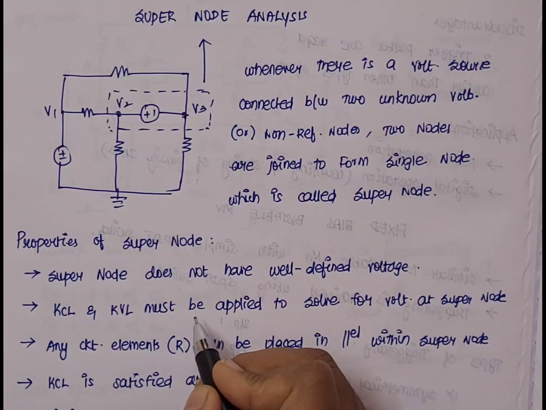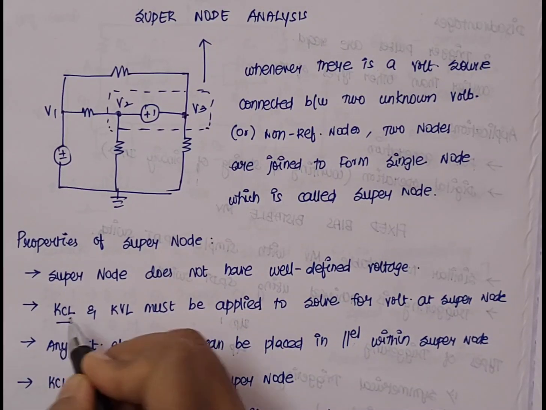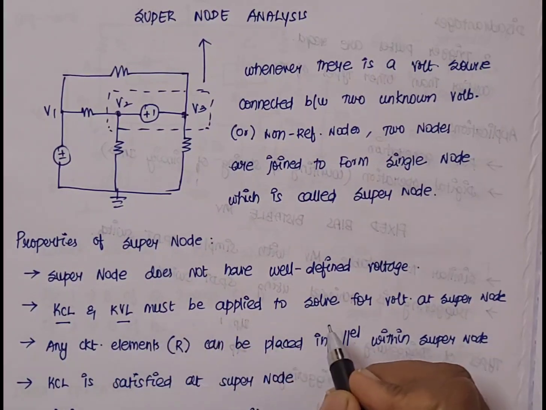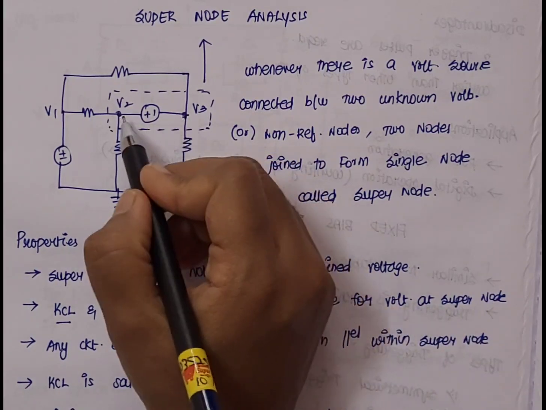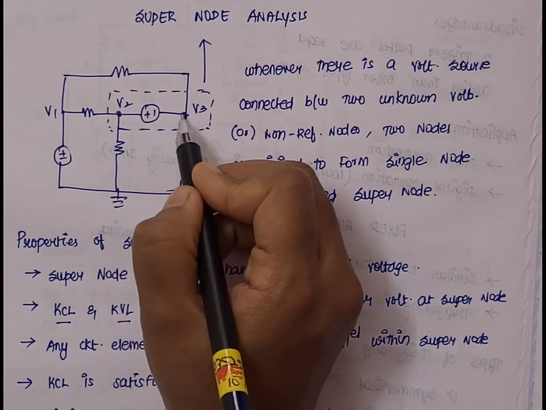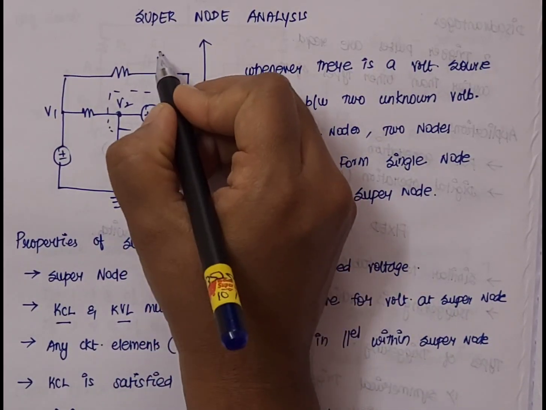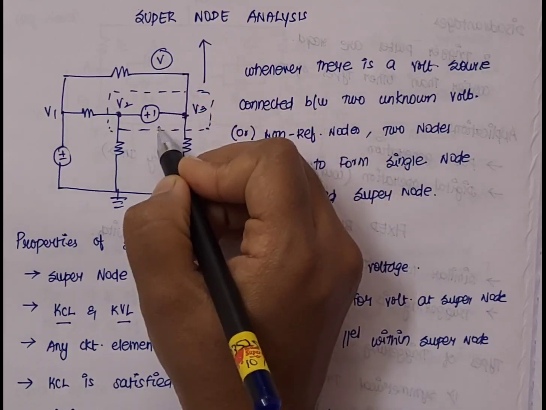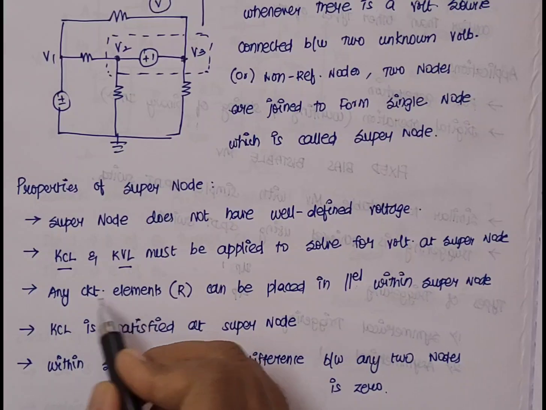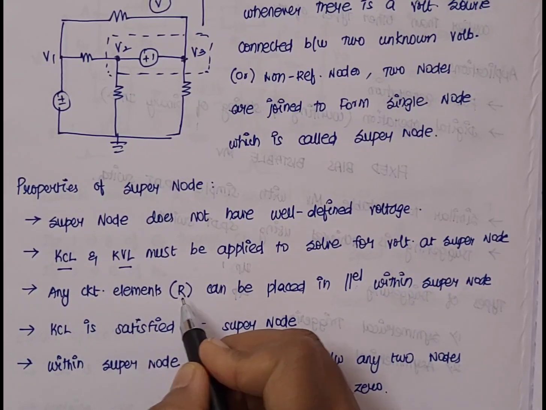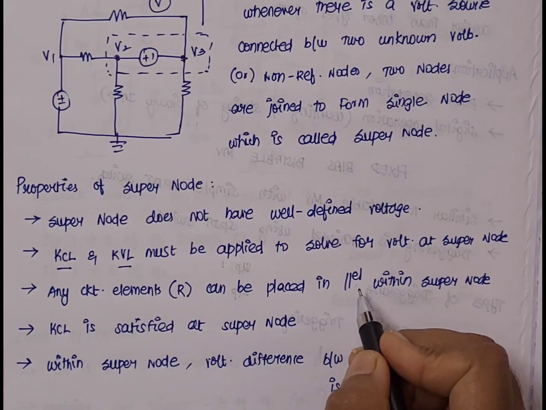Next, to solve problems based on super node analysis, we have to apply both Kirchhoff's current law and Kirchhoff's voltage law so that we can solve for the voltage at the super node. Like we have seen, here we have V2 and V3. When converted into a single node, let us assume it has a voltage of V. To calculate the value of V at the super node, we have to apply both the KCL and KVL equations. Next, any circuit elements, for example a resistor, can be placed in parallel within the super node.